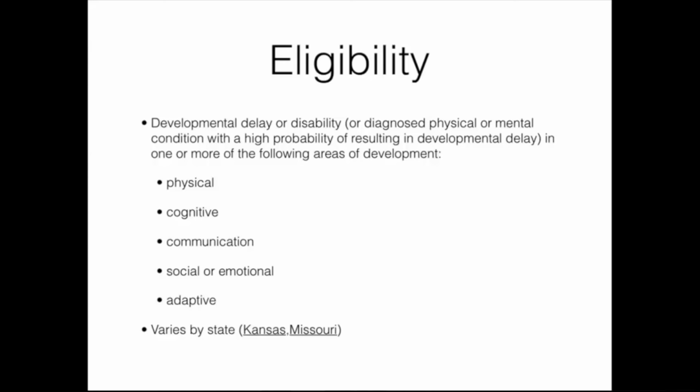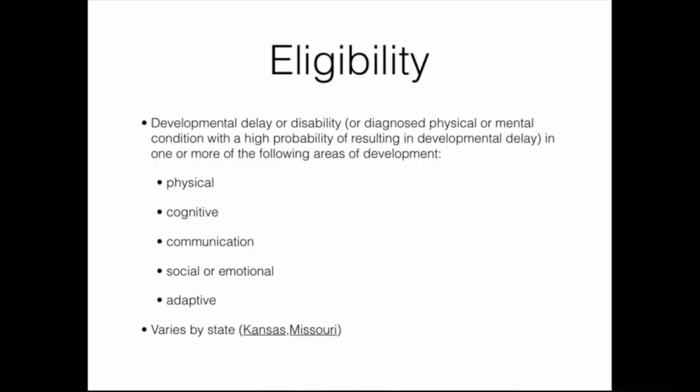So for example, in Kansas, children are eligible for Part C services if they have a diagnosed mental or physical condition that has a high probability of resulting in a developmental delay, or if they actually have a developmental delay. The state of Kansas defines a developmental delay as a 25% delay or more than 1.5 standard deviations below the mean in one area, so one of those five areas of development: physical, cognitive, communication, social or emotional, or adaptive. Or a 20% delay or more than 1 standard deviation below the mean in two areas.